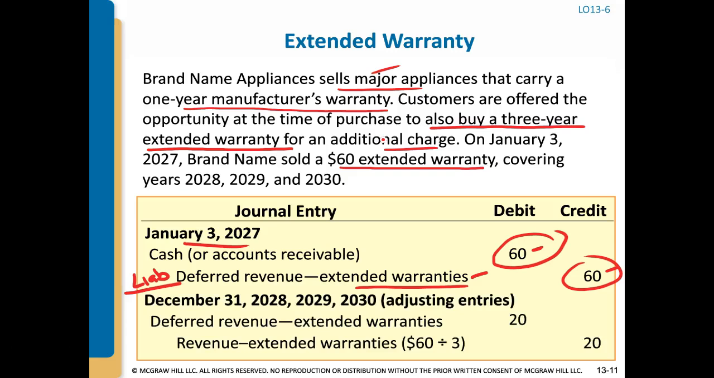As time goes on, because this warranty is for 3 years, at the end of each of the following 3 years, on December 31, 2028, 29, and 30, we are going to reduce our liability by 1/3 of the total liability. So we're going to debit deferred revenue, extended warranties, by $20 each of those years, and we're going to recognize revenue of $20 for each of those years.